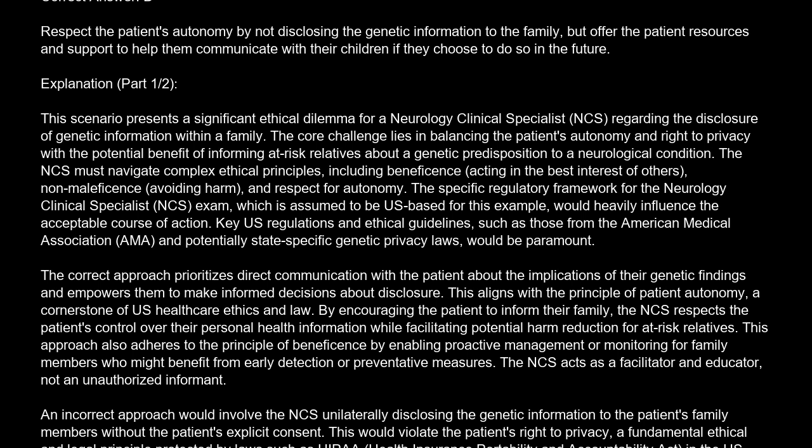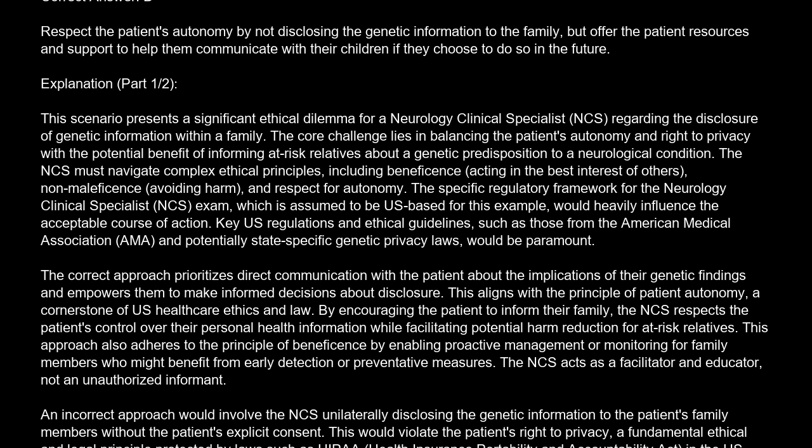The NCS must navigate complex ethical principles, including beneficence, acting in the best interest of others, non-maleficence, avoiding harm, and respect for autonomy. The specific regulatory framework for the neurology clinical specialist NCS exam, which is assumed to be US-based for this example, would heavily influence the acceptable course of action.